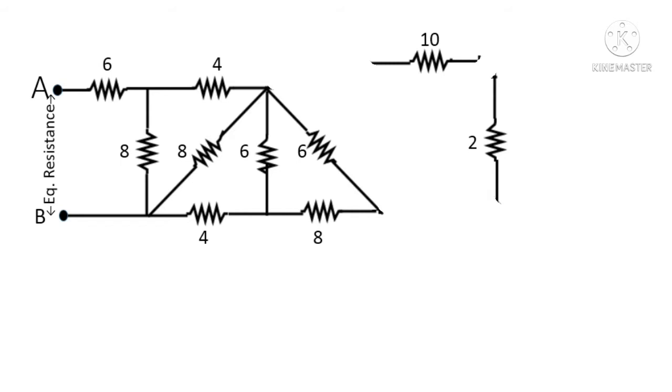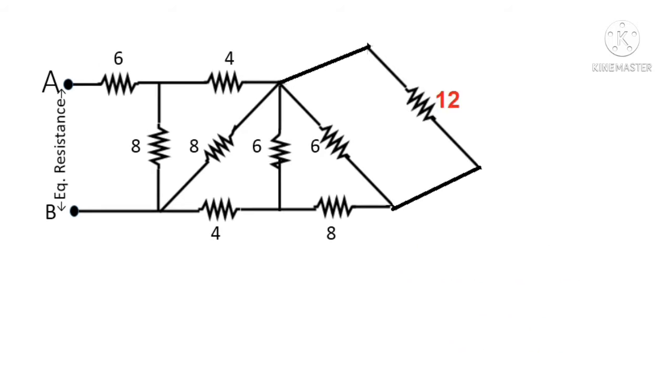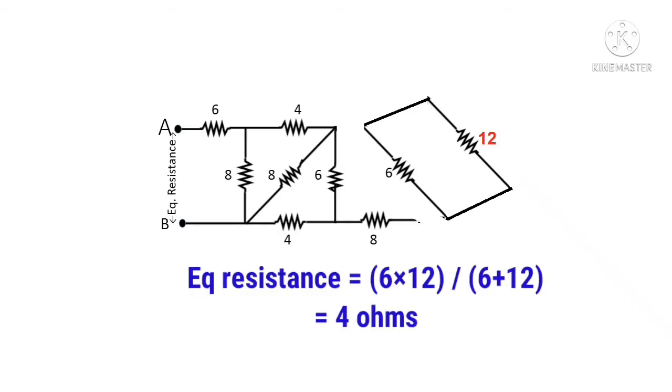Resistors of values 10 ohms and 2 ohms at the right side of the diagram are in series combination. So this can be replaced by an equivalent resistance of 10 plus 2 equals to 12 ohms. Now the 6 ohm resistor and newly connected 12 ohm resistors are in parallel combination. So those resistors can be replaced by an equivalent resistance. So equivalent resistance of 6 ohms and 12 ohms we can calculate, that will be 6 into 12 divided by 6 plus 12 equals to 4 ohms.